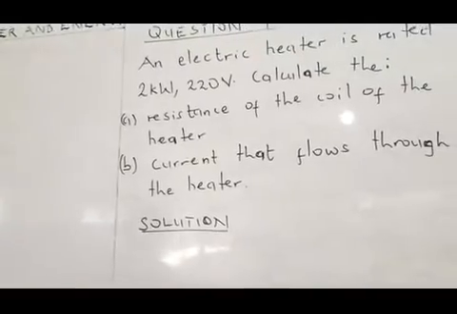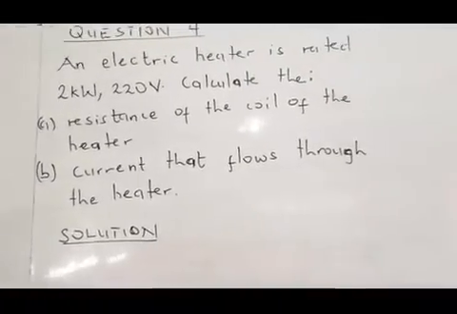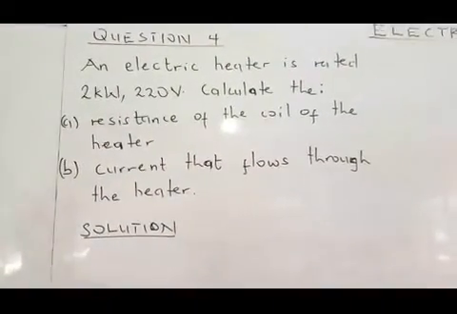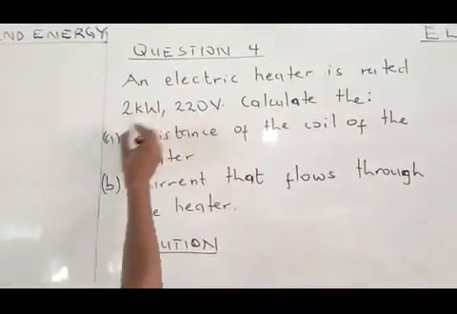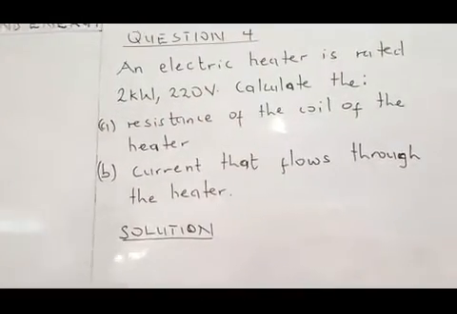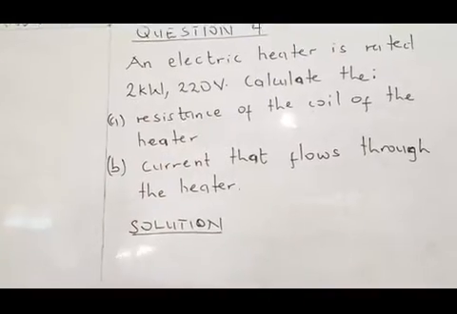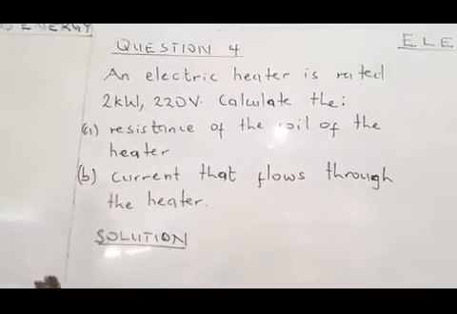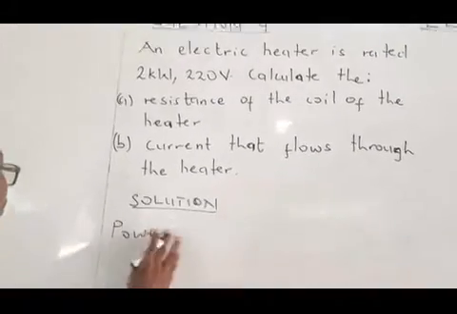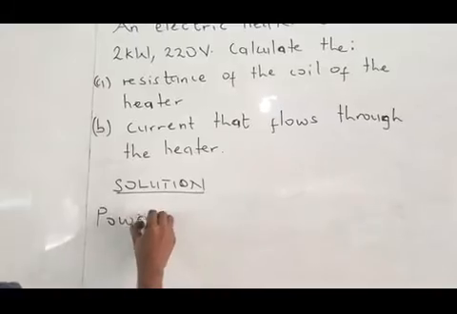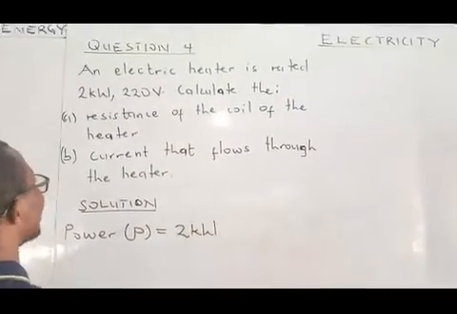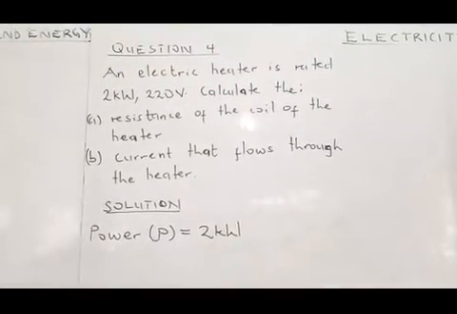So from the rating of the electric heater, we have two sets of values. 2 kilowatts, 220 volts. Watts, so that represents what? The power. Volts, that represents the voltage. So from the rating of the electric heater, we have the power and we have the voltage. So we have power P to be equal to 2 kilowatts.